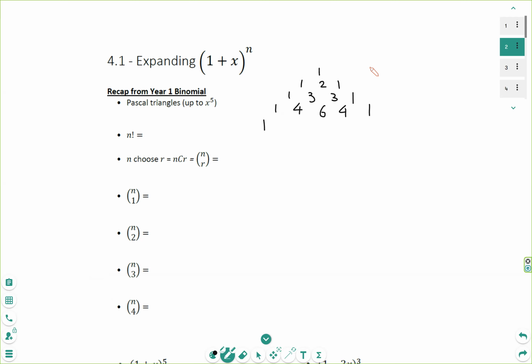And the fifth row will be 1, 1 plus 4 is 5, 1, 5, 10, 10, 5, 1. So hopefully you do remember how to use it, which I will showcase later.